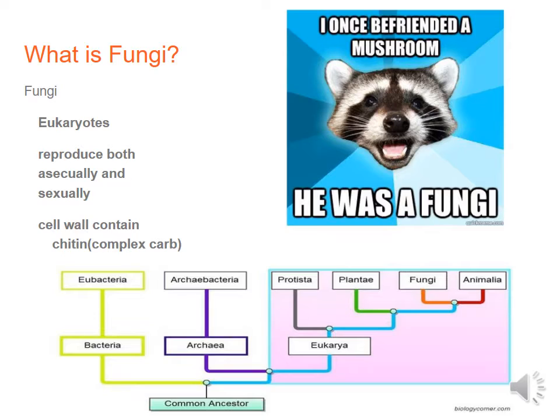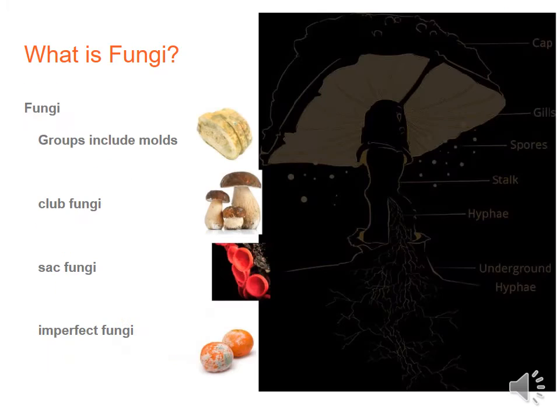So fungi, they're eukaryotes. They reproduce both asexually and sexually. I love these typos in this PowerPoint. The cell wall contains chitin, which is a complex carb. Very important.